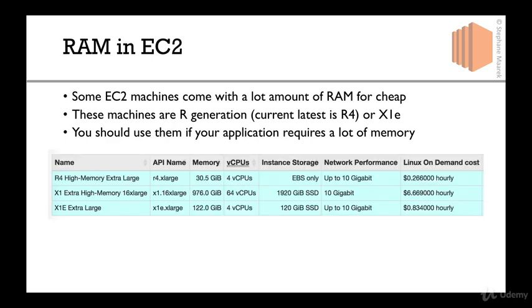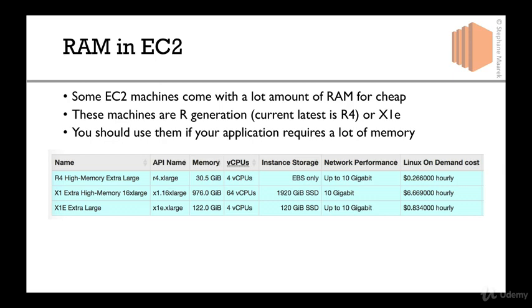So here's an example from EC2.info where I compare the R4 to the X1 to the X1E large. As you can see, the R4 high memory extra large, so R4.xlarge, has 30.5 gigabytes of memory. That's a lot. And if you go to a crazy amount of memory, you can get the X1E 16xlarge, and that one is almost a terabyte of memory.